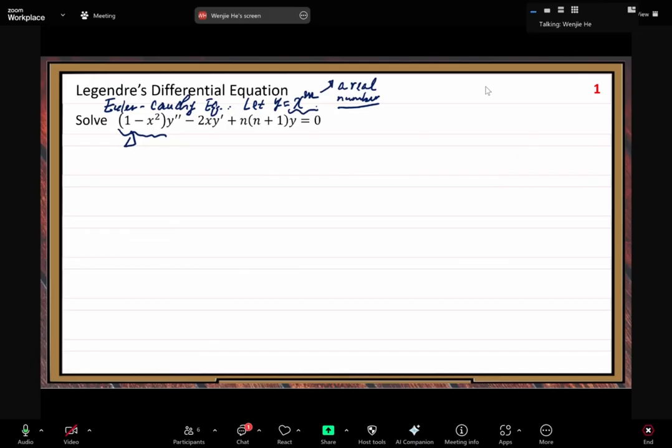All right, but here, this method won't work. The reason is this 1 here breaks the structure.